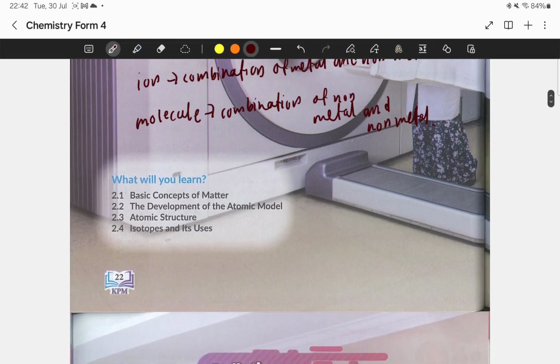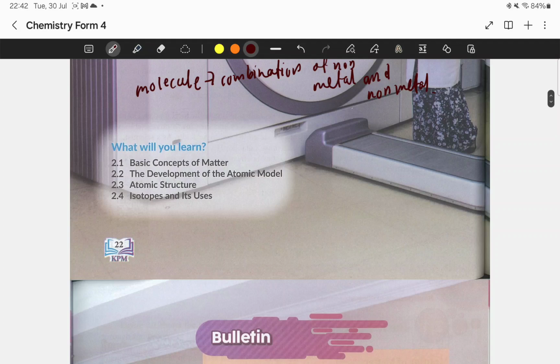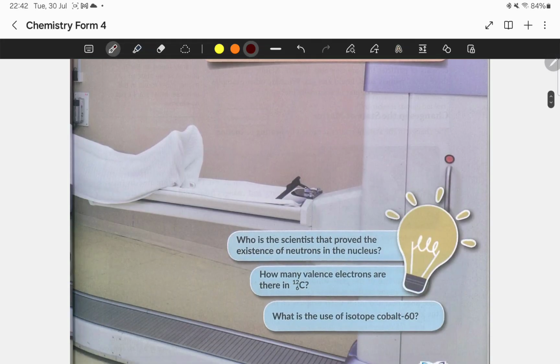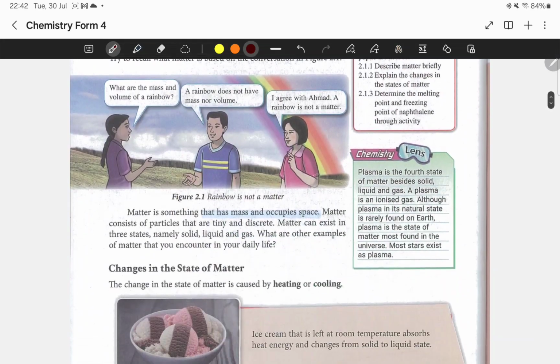Okay, and then what you will learn, there are four main concepts: basic concepts of matter, the development of the atomic model, atomic structure, and isotopes and its uses. All these four can be asked in Paper 2 or Paper 1. So make sure you understand everything correctly. Then we just go inside the topic.